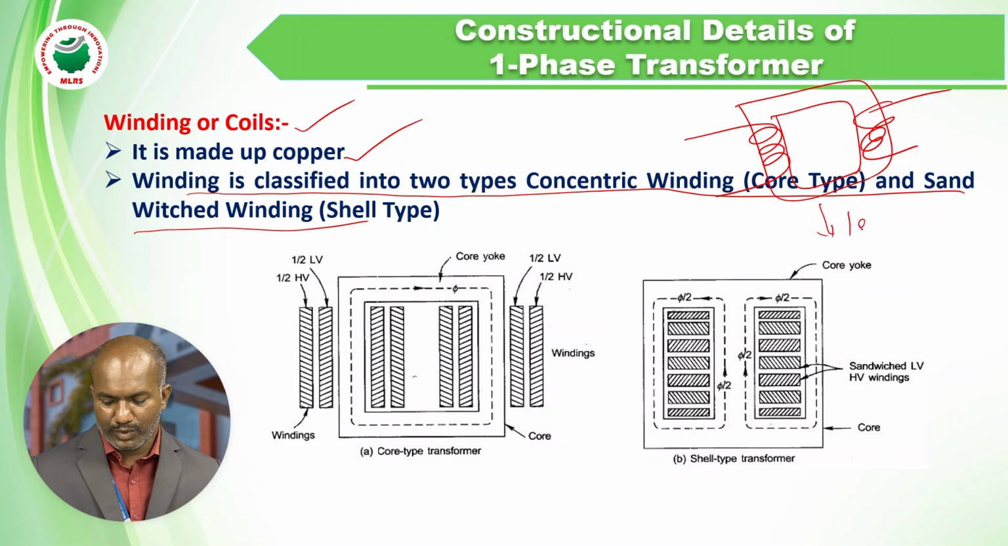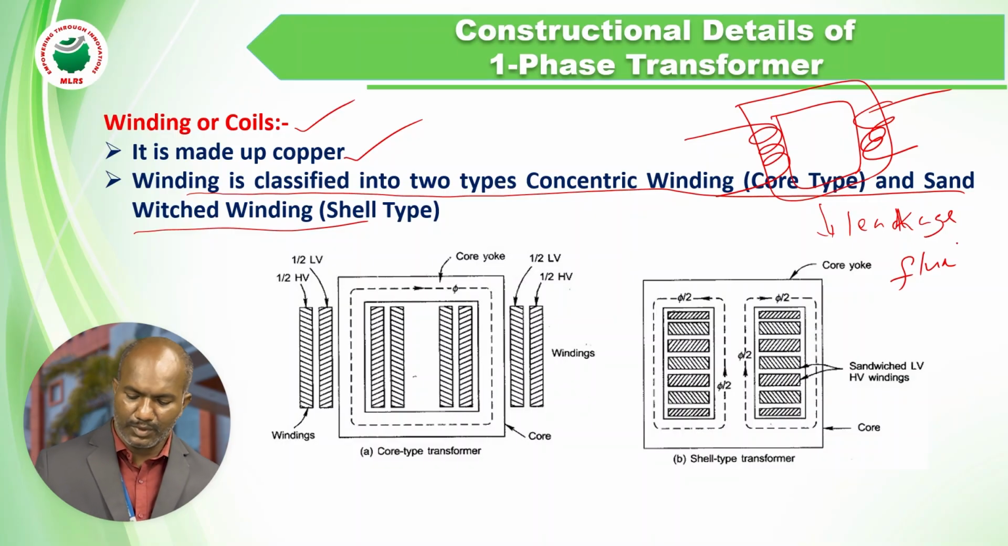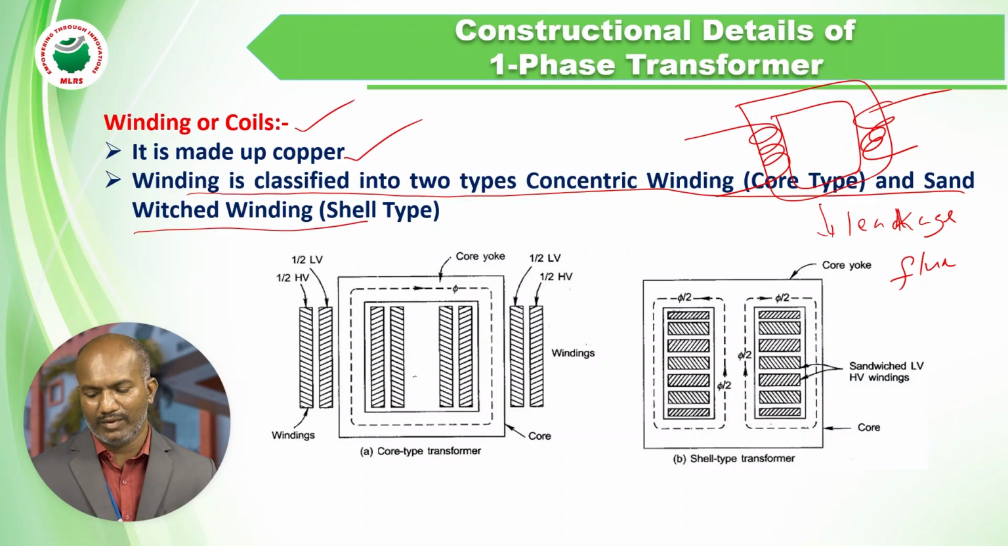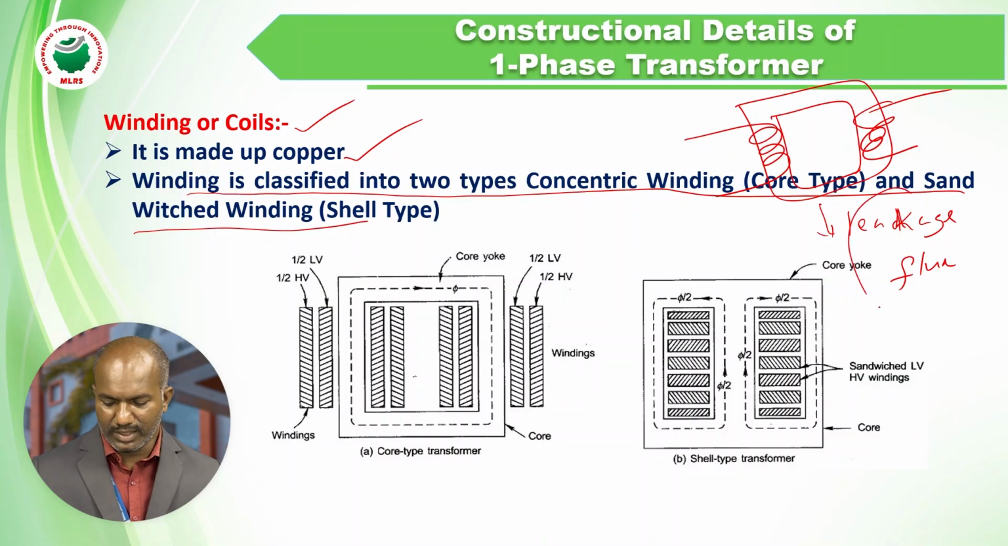Okay, we have a very important definition: leakage flux. What is leakage flux? The flux produced by the primary winding will not link the secondary winding entirely. Some flux leaks through the air. That is said to be leakage flux. So in general, transformer windings are placed on top of each other in order to reduce the leakage flux.